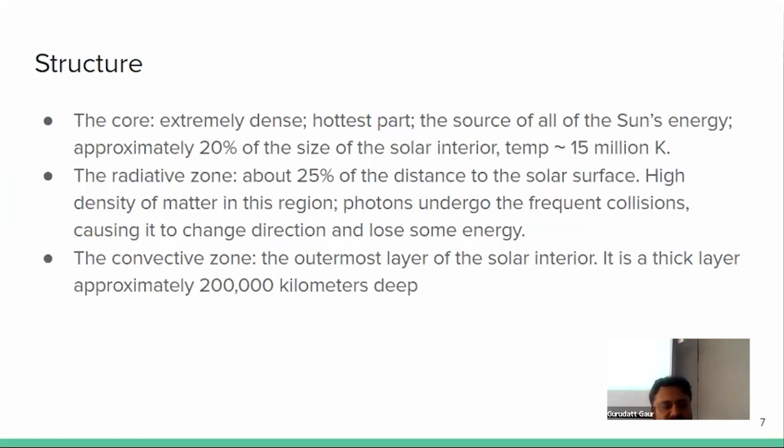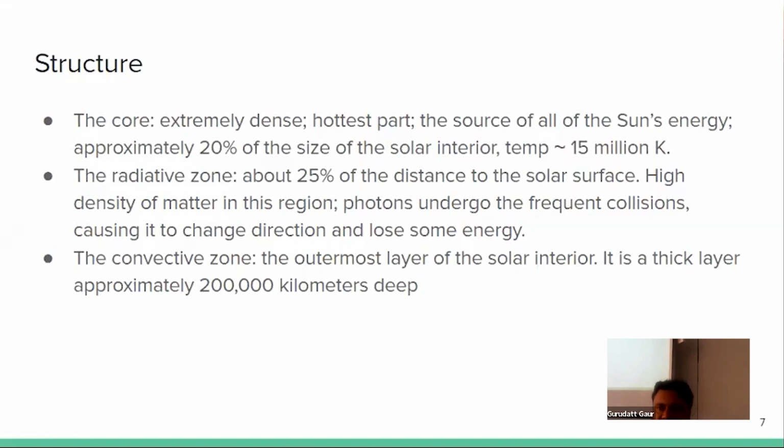This is the extremely dense, hottest part of the sun, and the source of all the energy we get that is radiated by the sun. This is approximately 20% of the solar interior. And what is the temperature? 15 million Kelvin. Huge. That is 1.5 times 10 to the power 7.